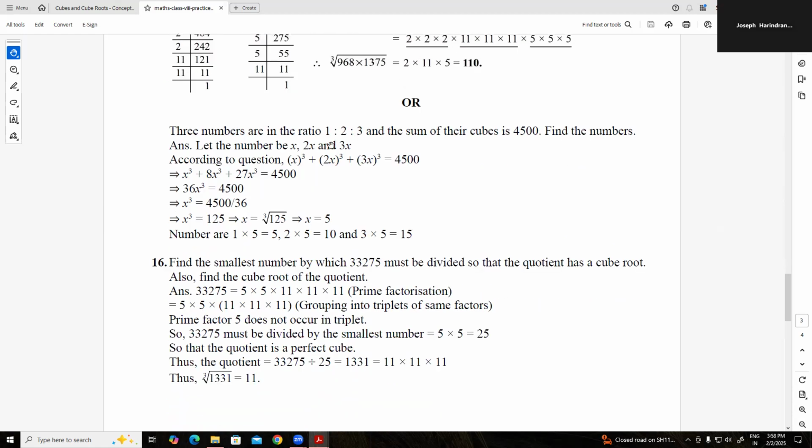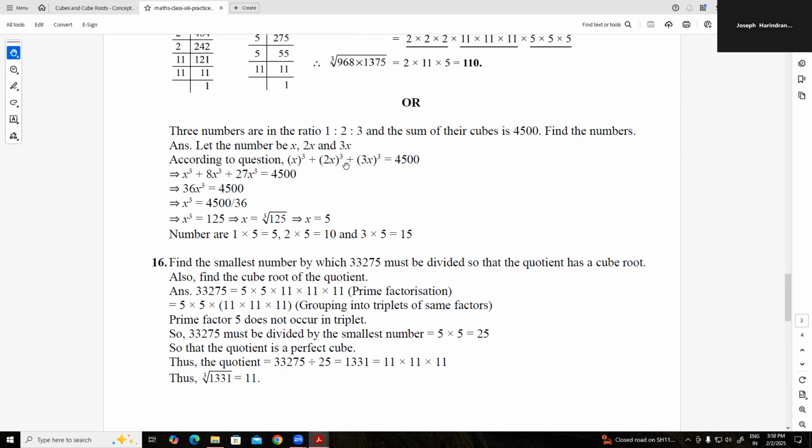The OR question is equally easy. 3 numbers are in the ratio 1:2:3, and the sum of their cubes is 4,500. Find the numbers. Here we have to assume the numbers as x, 2x, and 3x. According to the question, we cube them: x cubed plus 2x the whole cube plus 3x the whole cube is equal to 4,500. X the whole cube is x cube, 2x the whole cube is 8x cube.